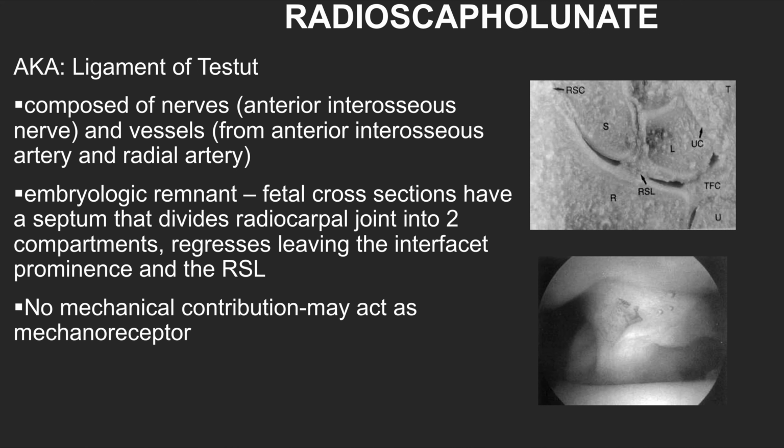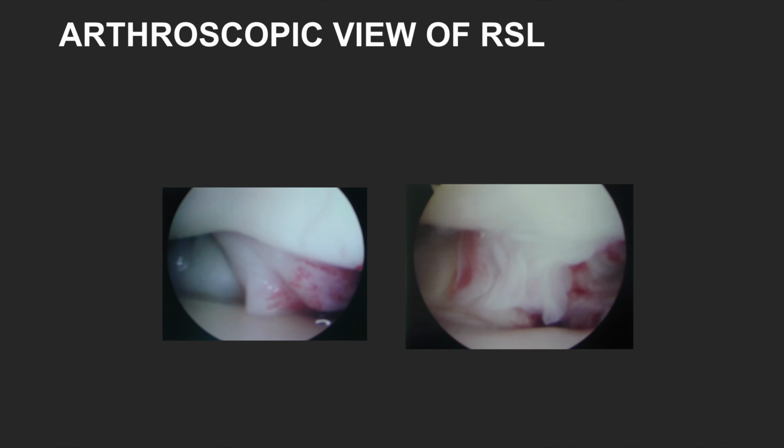The radioscapholunate, as I said, is also known as the ligament of Testut. It's some nerve fibers, and it's an embryonic remnant. We see it during arthroscopy. It doesn't have much mechanical contribution to stability. And so when you look at an arthroscopic view, you see that frondy stuff that's hanging down. That's the radioscapholunate.